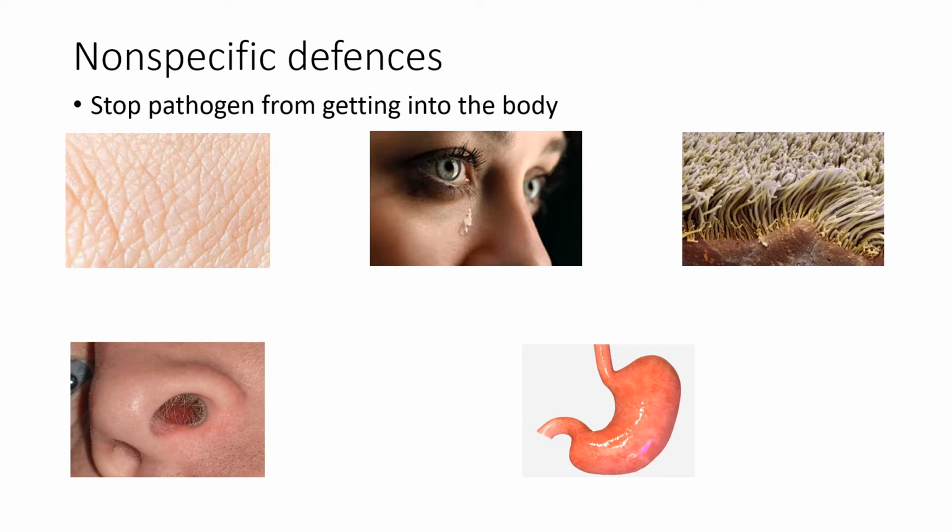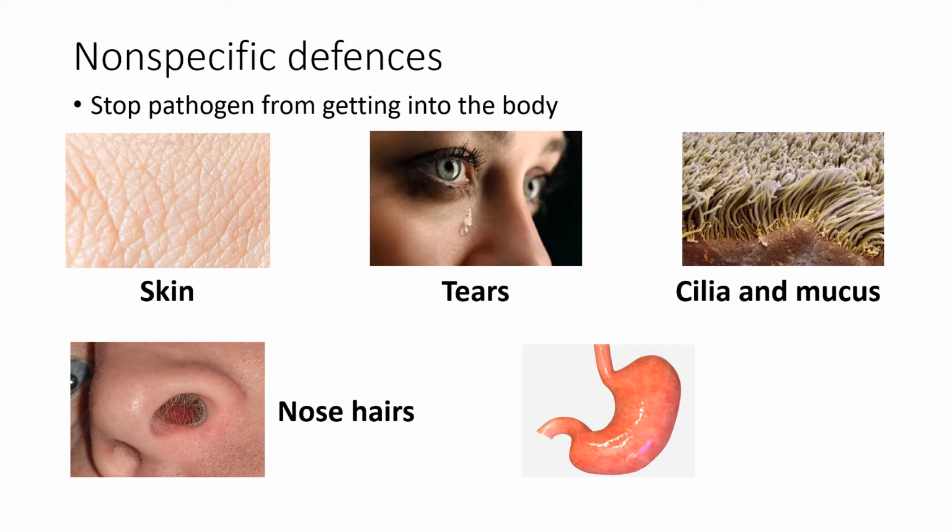So for each of the different pictures, first off we have the skin, which is a physical barrier. We have tears, which contain a number of chemicals, including enzymes, which will break down pathogens. We have what's called cilia, which are the little hairs in the inside lining of the trachea and the bronchus. And you've also got a layer of mucus that the cilia vibrate and move along through the different tubes. We have little hairs in the inside of the nose. And lastly, of course, we have the stomach, which contains hydrochloric acid.